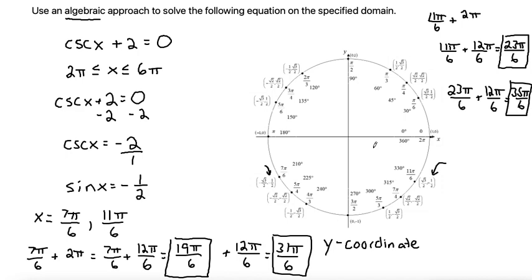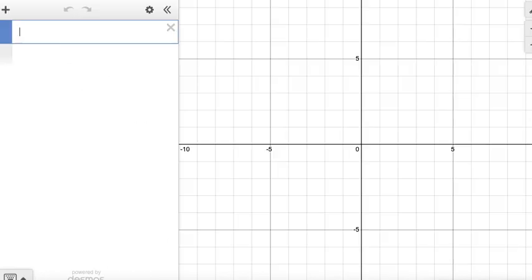Let me say this, I have a student who said that they are allowed to use Desmos on this type of problem. So if you are allowed to use Desmos on a problem like this, you can just take the two sides of the equation, the cosecant x plus 2, make that like a y1, and then 0 would be a y2.